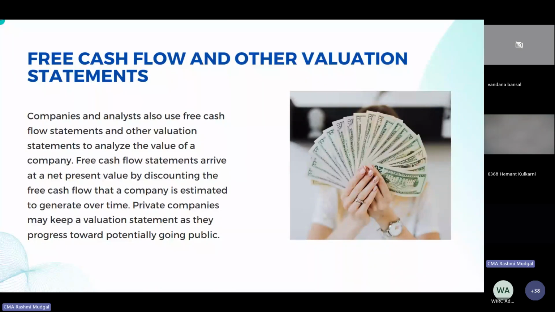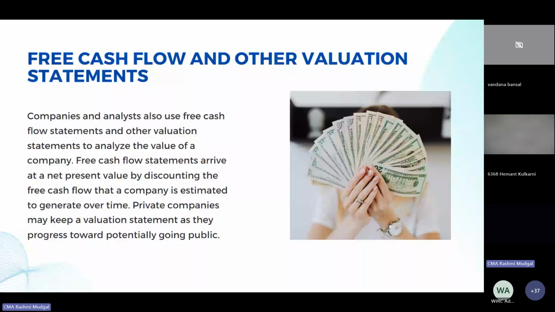Okay, now comes the free cash flow and other valuation statements. Companies and analysts also use the free cash flow statement and other valuation statements to analyze the value of a company. The free cash flow statement arrives at the net present value by discounting the free cash flow that a company is estimated to generate over time.